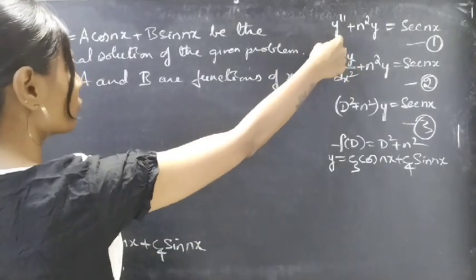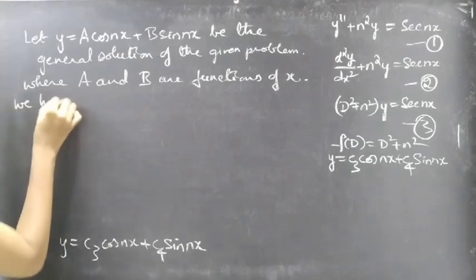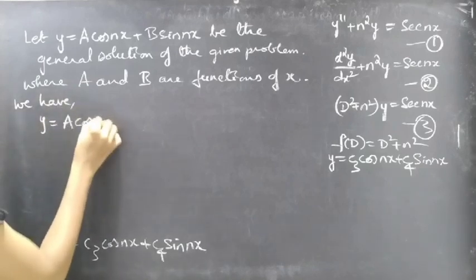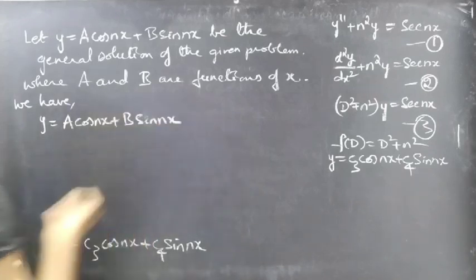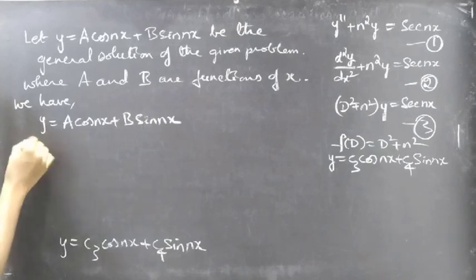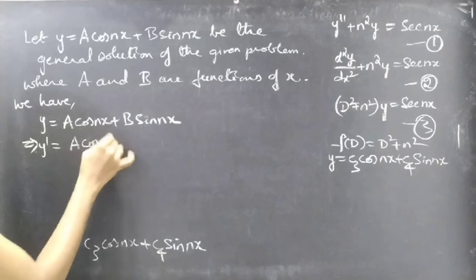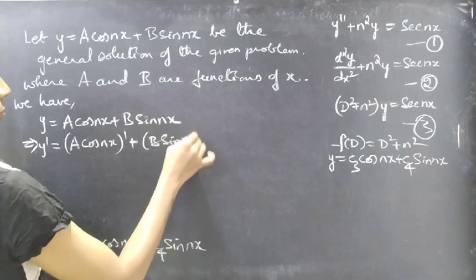Okay, in equation 1 we are having y double dash, so we'll find y dash and later we'll find y double dash using y dash. Let's now find y and y dash. We have y equal to a cos nx plus b sin nx, and y dash equals to a cos nx whole dash plus b sin nx whole dash.